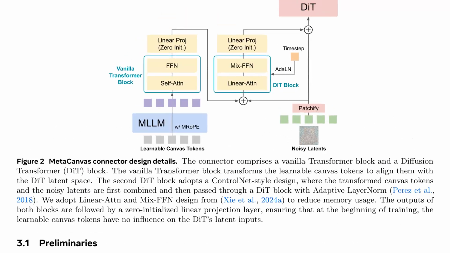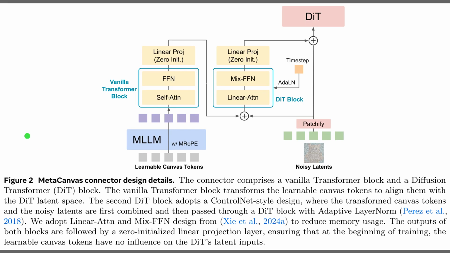Well, Figure 2 zooms into the connector that sits between the multimodal large language model and the diffusion transformer. The left vanilla transformer block reshapes the canvas token embeddings so they align with the diffusion latent space. The right diffusion transformer block then mixes these transformed canvas features with the noisy latents using adaptive layer normalization so the planner can steer each patch. 0 initialized linear layers ensure the connector starts out harmless and only gradually learns to influence generation.